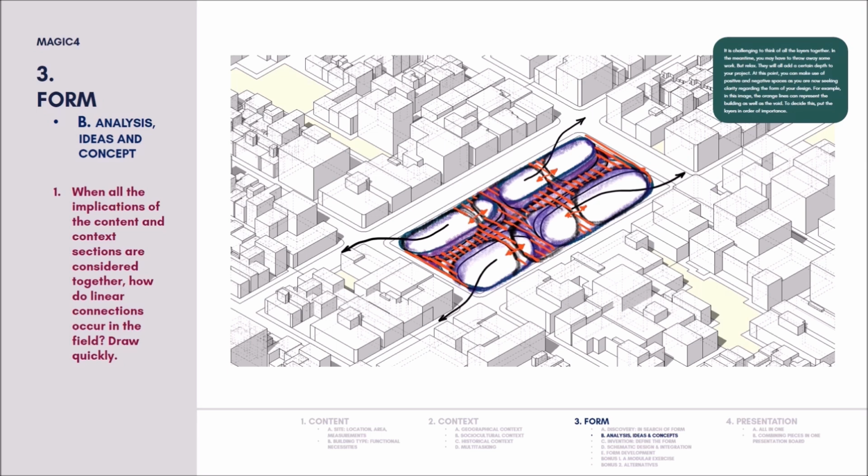At this point, you can make use of positive and negative spaces as you are now seeking clarity regarding the form of your design. For example, in this image, the orange lines can represent the building as well as the void. To decide this, put the layers in order of importance.